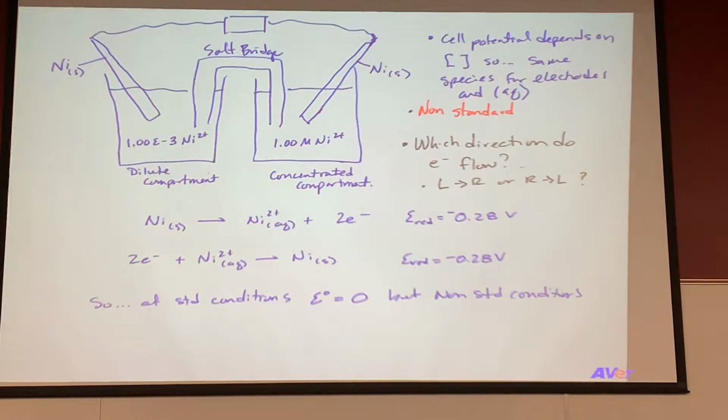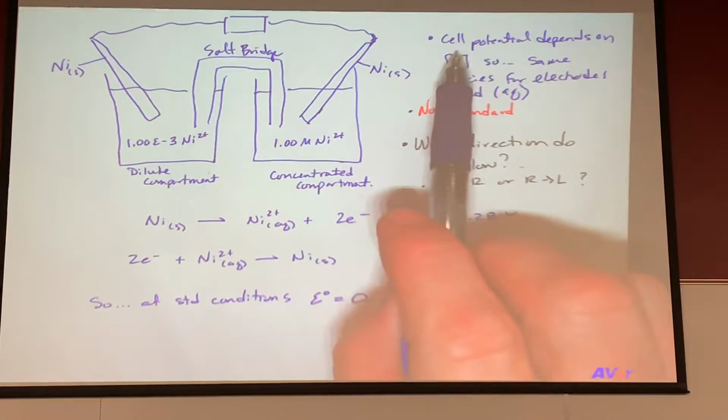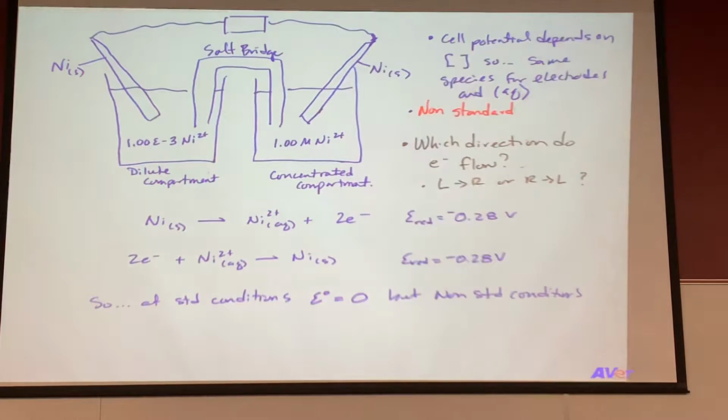All right, so this is called a concentration cell. And the first thing is that if you remember from the equation that I had up here a minute ago, it's called the Nernst equation.